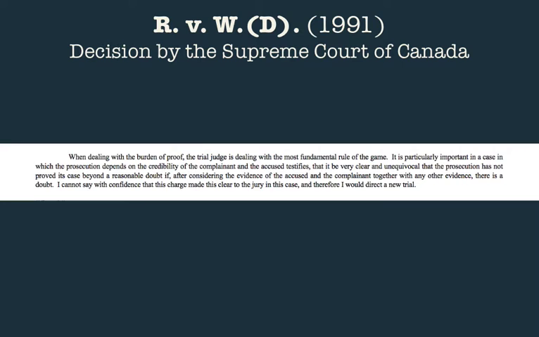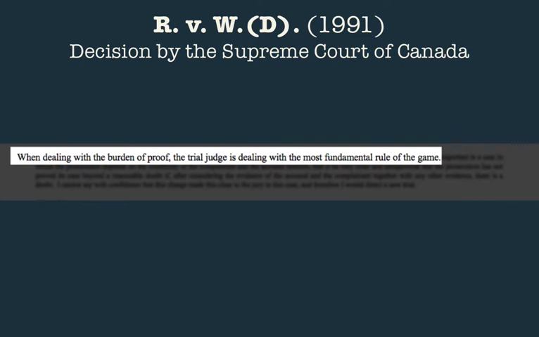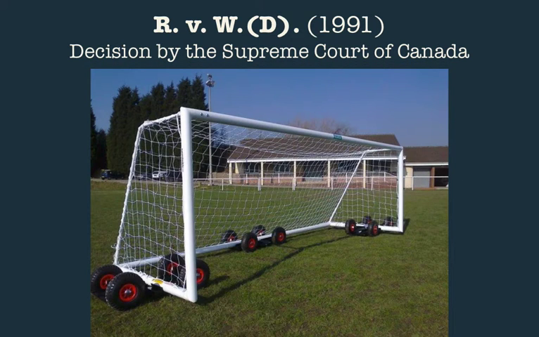In this judgment, Justice Sopinka says, the burden of proof is the most fundamental rule of the game. Yet, it seems to be the most confusing aspect of the game, like a moving goalpost for those applying it in the decision-making process. All the while, the court is leaving it up to the jury and the judges to just use their common sense.